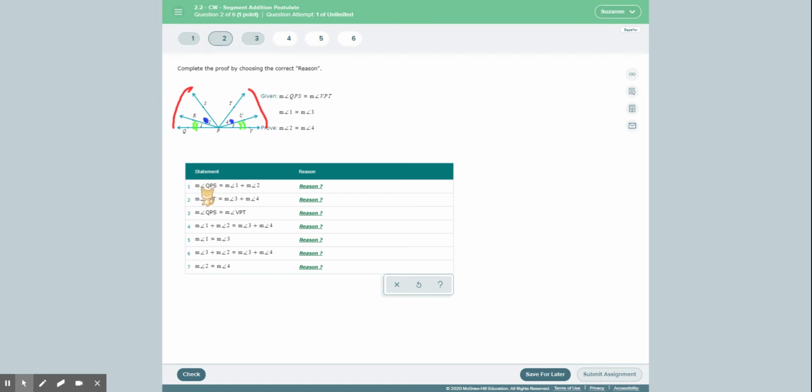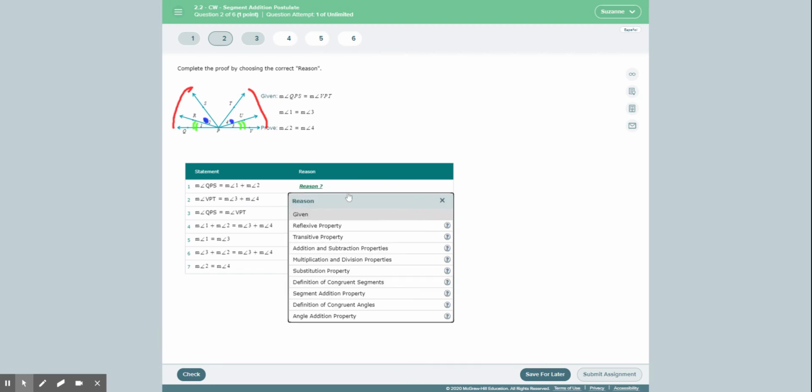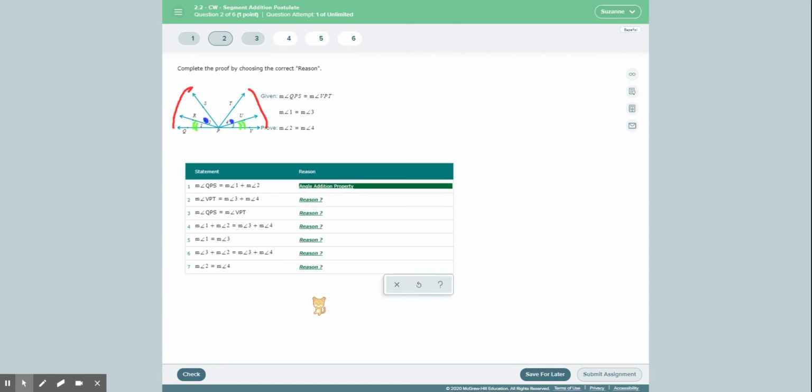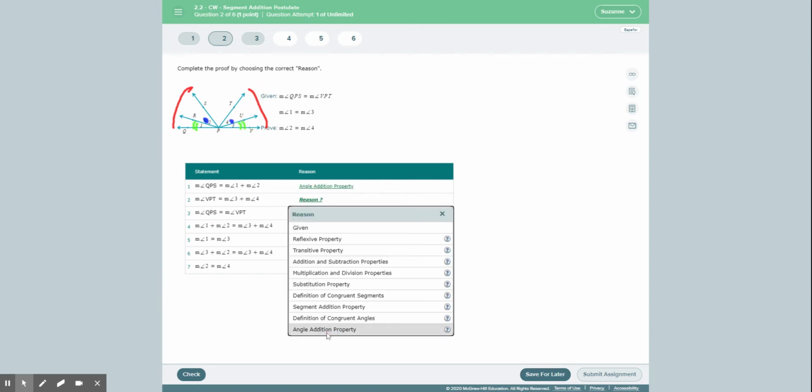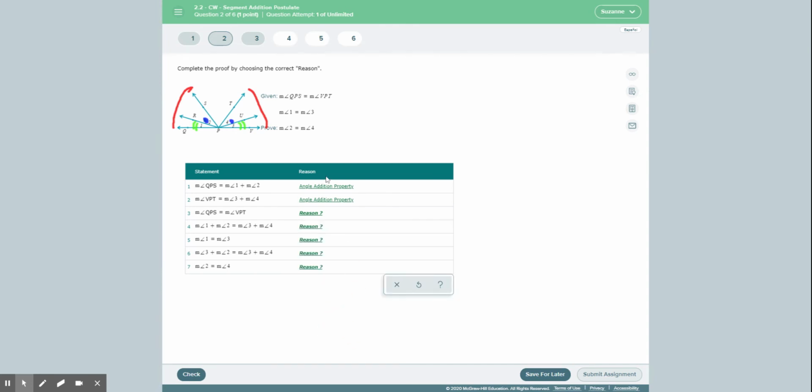So the measure of angle QPS, that's the big one, equals the little one plus the other little one. That's the angle addition postulate, or property, according to Alex, same thing. And then same thing on the other side. Angle VPT is the big one. It equals the sum of the two little ones. So this is the same thing as the segment addition postulate or the segment addition property that we talked about. It's just that we say angle when we're dealing with angles instead of segments.